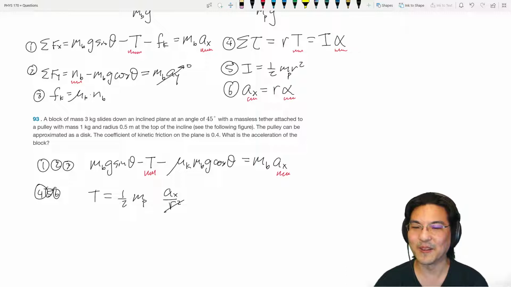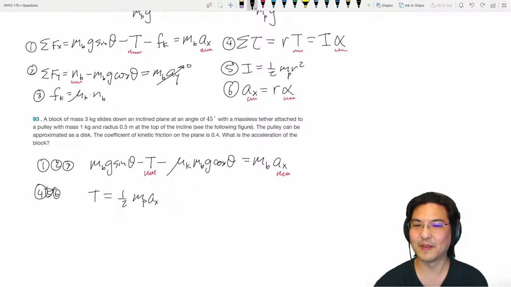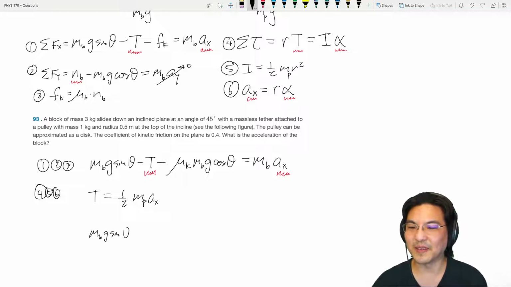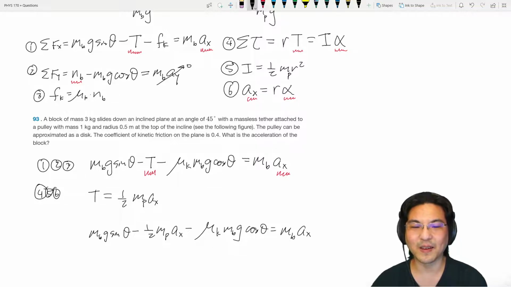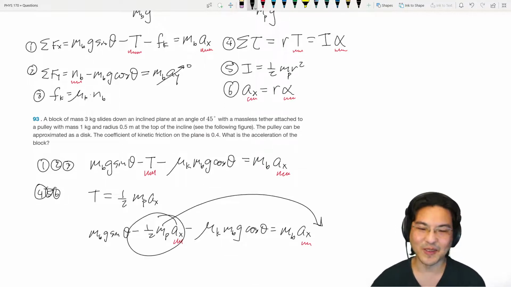I'm just going to erase stuff. You have it on the recording. There. And now, look, I can take this and just plug it in right there. So let me do that right now. MBG sine theta minus T minus mu K MBG cosine theta equals MAX. And then let me keep track of my unknowns. I only have one. So I'm just going to take this and move it to this side.